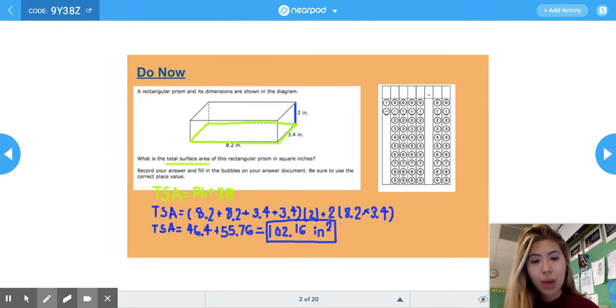So now I'm going to have to fill in my answer into this bubble sheet. So if my decimal point is right here, I know that 2 goes in front, then the 0, then the 1, and then 1 and 6 go behind the decimal point. Then I'm going to color in the appropriate bubble for the number.